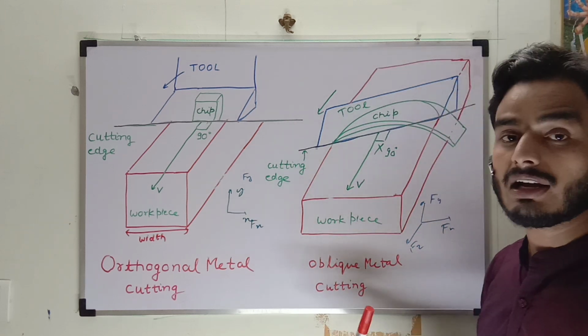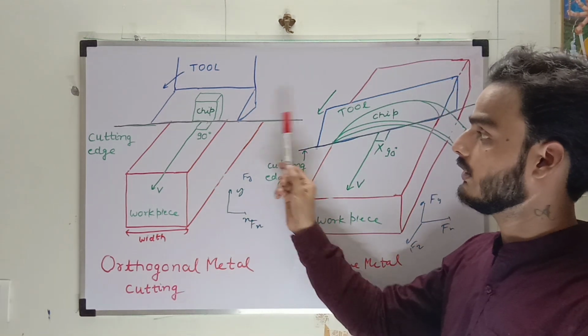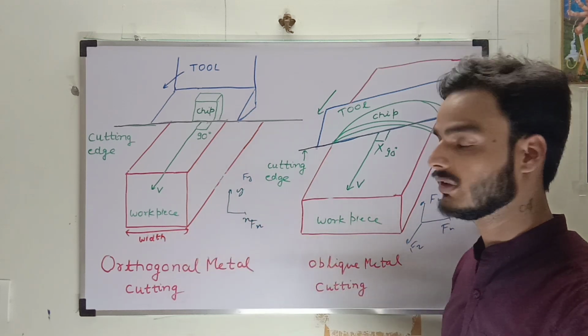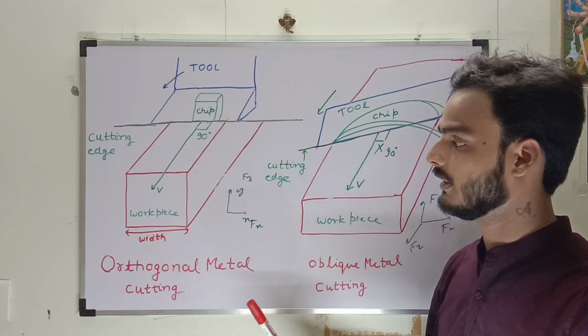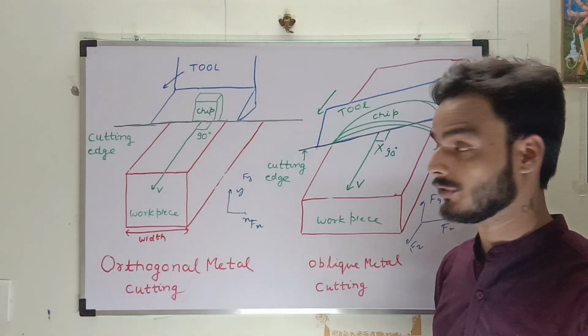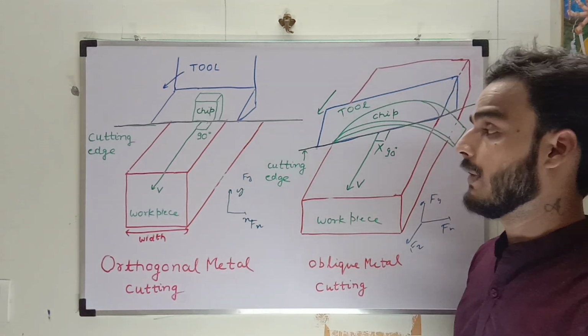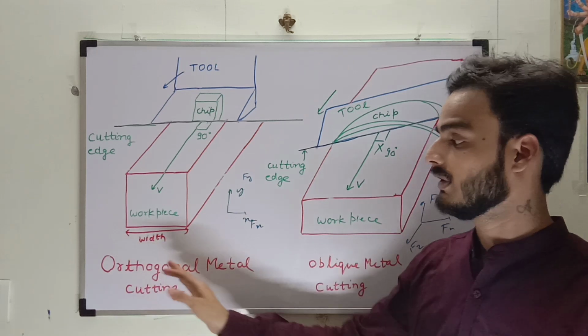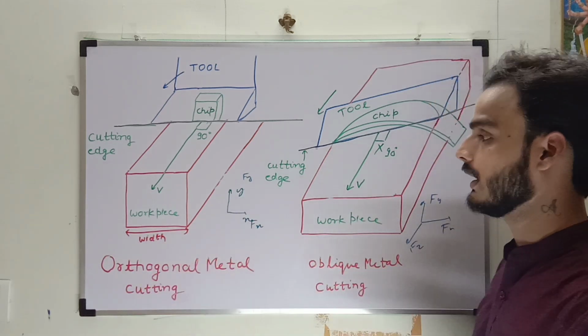And the fourth point, this is the last point. Look here, the cutting edge is wider than the width of the workpiece, and also the width of the workpiece is much greater than the depth of cut. So these are the four points. This is very important and it will differentiate between orthogonal metal cutting and oblique metal cutting.